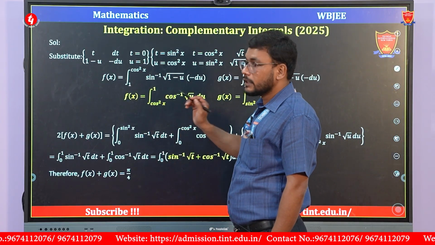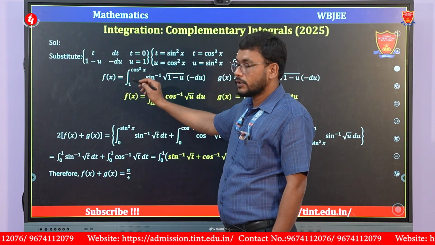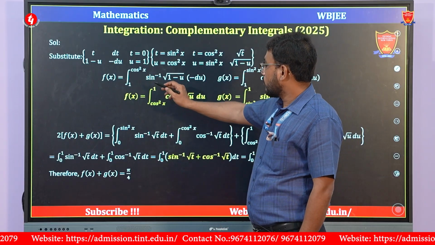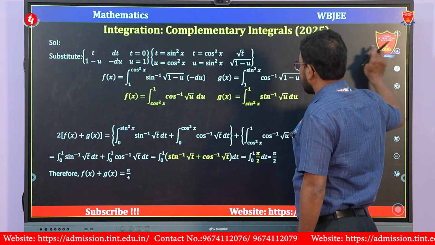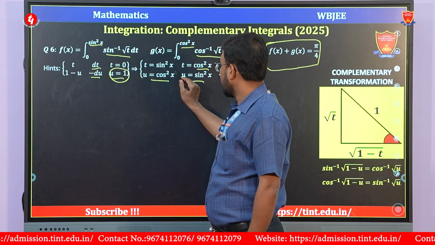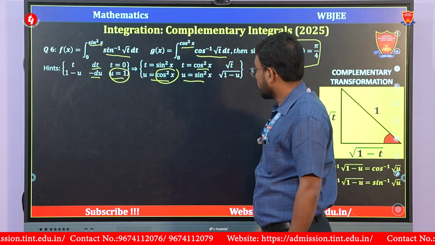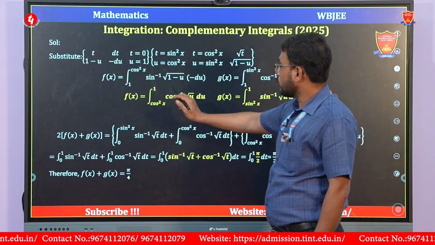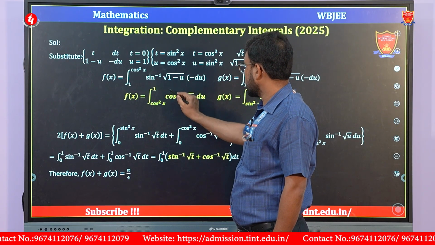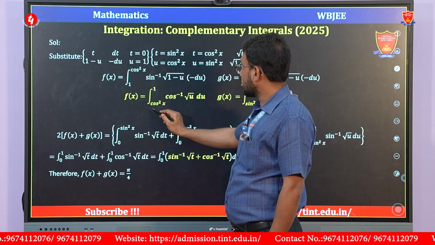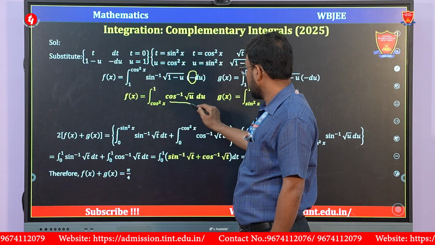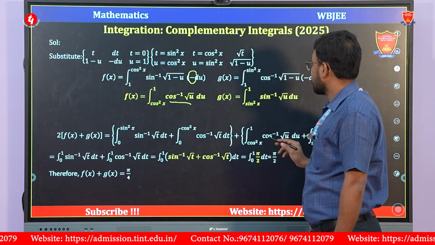Now, for the integral first part f of x, just substitute. So, u is 1 to cos square x as per this. What is u? The lower limit is 1 and upper limit is cos square x. So, integral 1 to cos square x of sin inverse root t, t means 1 minus u, and dt is minus du. Okay. So, for this negative we interchange the limit. So, cos square x to 1 of cos inverse root u du.